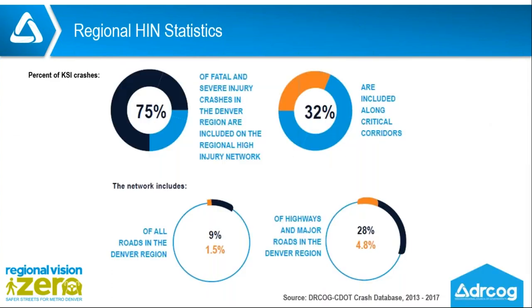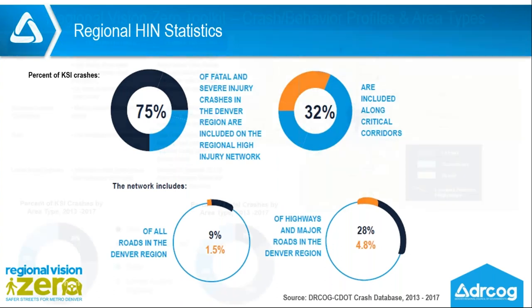And some quick statistics on some of the findings along the regional high injury network. 75% of KSI crashes from 2013 to 2017 are included in the regional high injury network. 32% of KSI crashes are included along the critical corridors. This includes only 9% of the roads in the region, and that 9% does include local roads. If you exclude local roads, the regional high injury network includes 28% of the major roads in the region. So if you think about that, the 9% of roads is a very small amount of area to focus on to reduce these types of crashes.